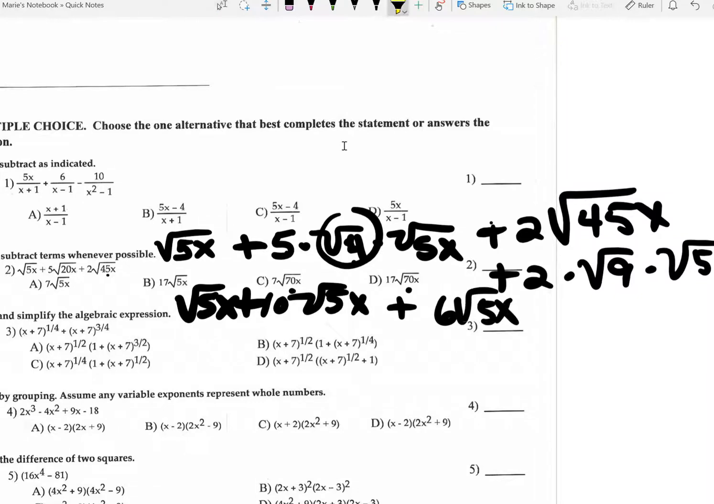And so look at the values. This is a 1 sitting here. There's a 10 here and a 6 here. So added together, your final answer is B for that one. Okay, so you always have to think what perfect root is sitting inside that root. If it's a 3rd degree root, that would make a difference.